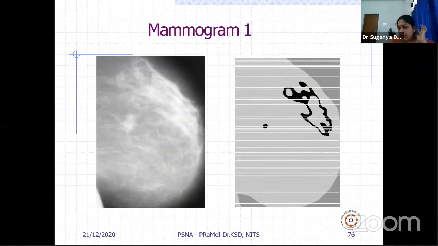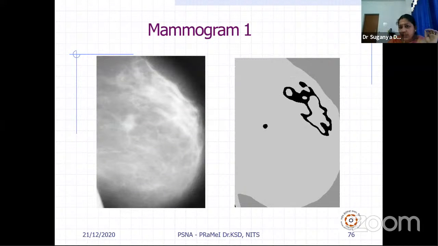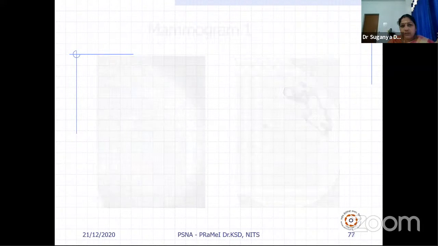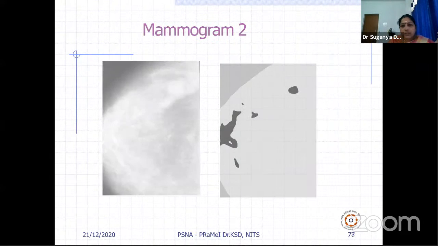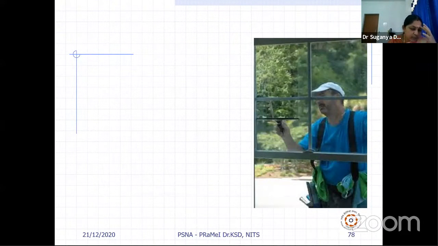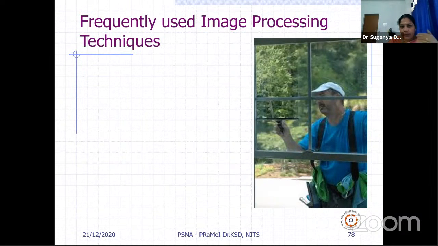Here we have done the segmentation. We are finding the lesion part, right? So now we know what patterns are. We have to recognize the patterns in what? Medical imaging. How we can do this is with the help of image processing techniques. So frequently used image processing techniques are here.